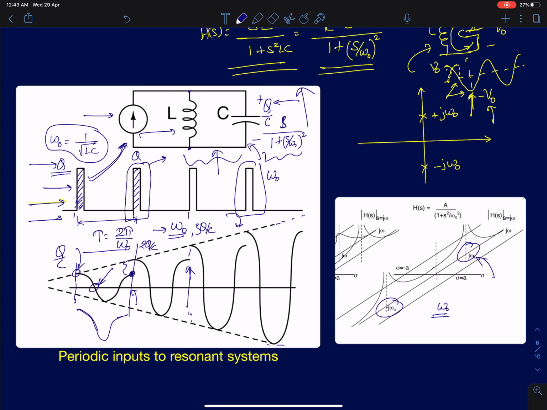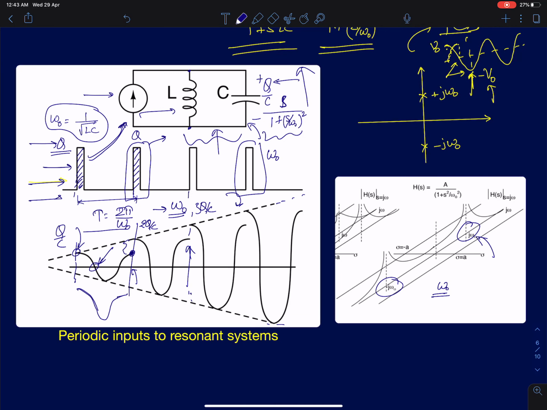All we showed here is that if I feed a sinusoid of frequency omega naught, which happens to be the pole of the system, the output is going to grow unbounded, and its amplitude is going to grow to infinity. If you use the exact expressions from the frequency response analysis, you don't really see how it's going to grow. That's why I showed it using pulses.